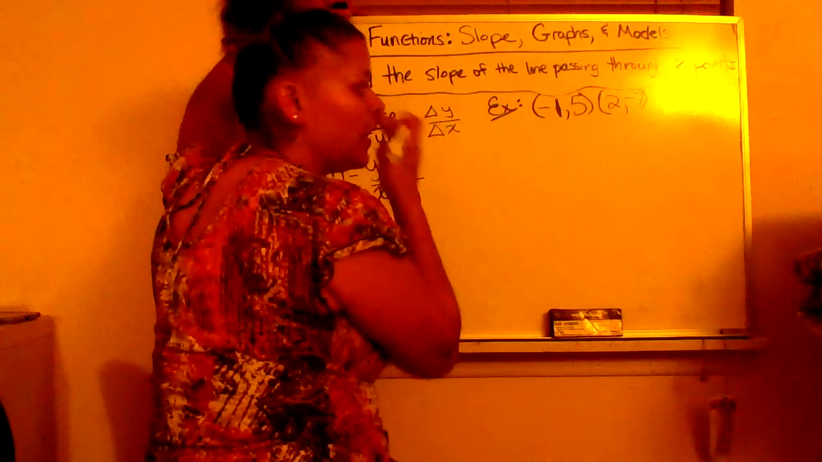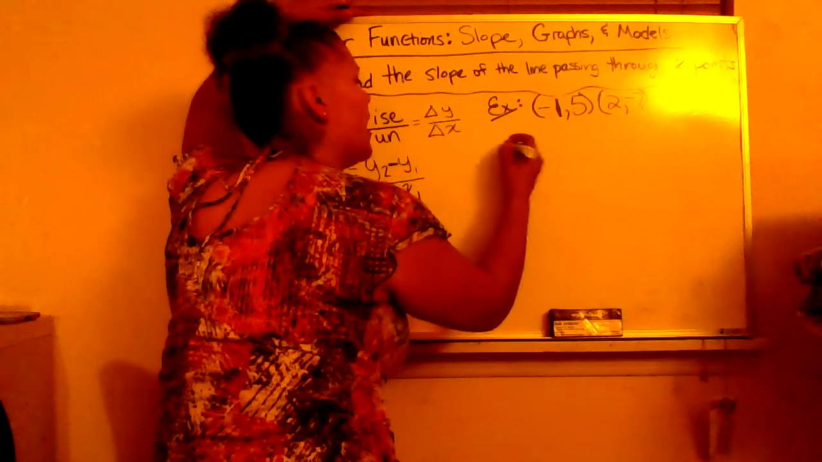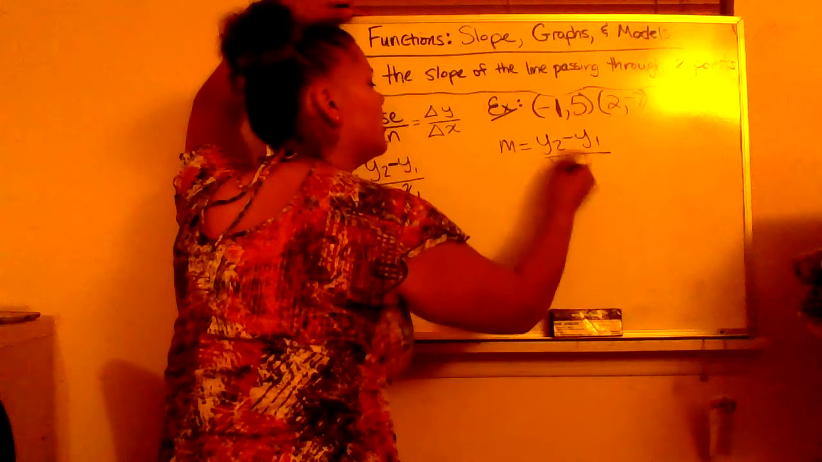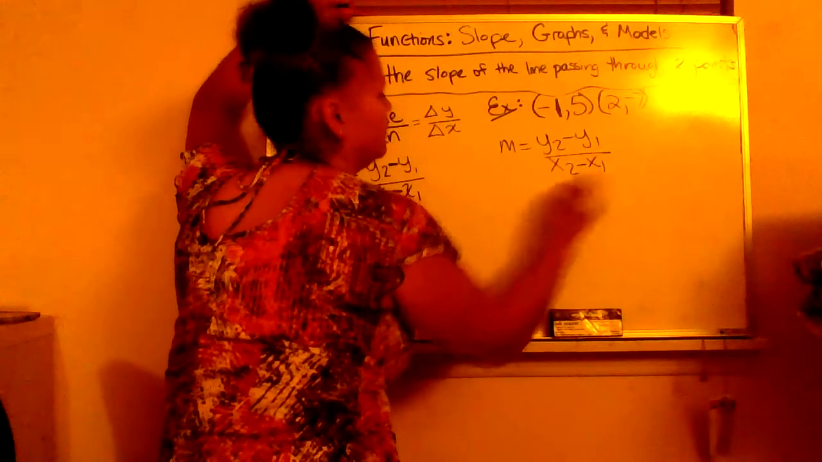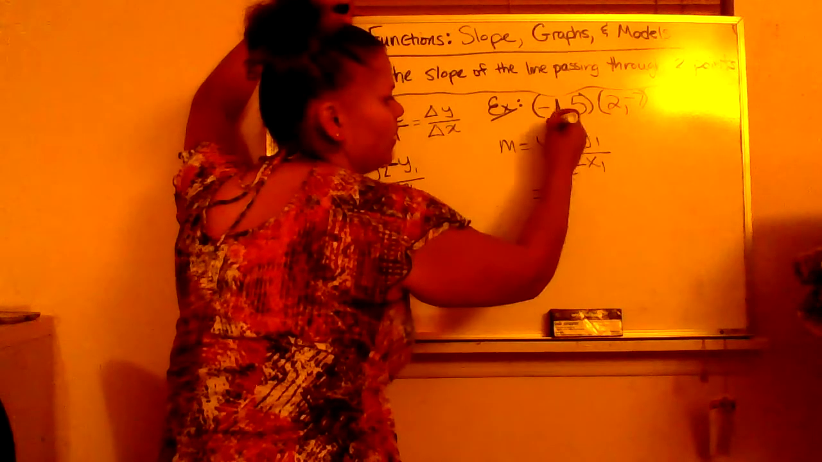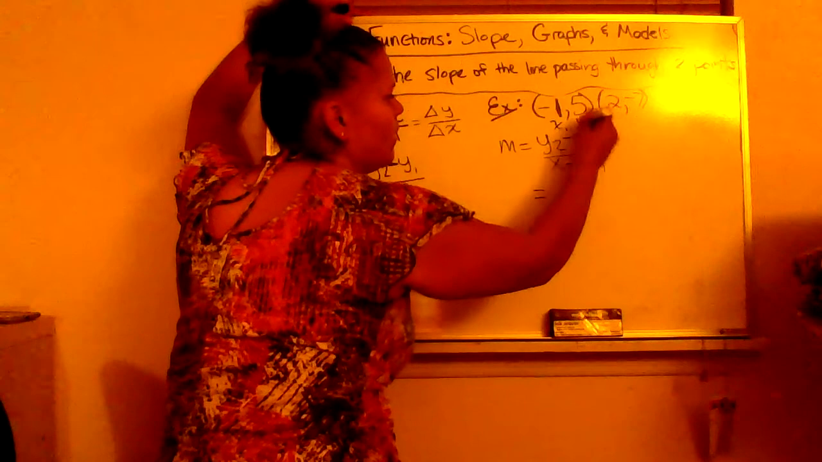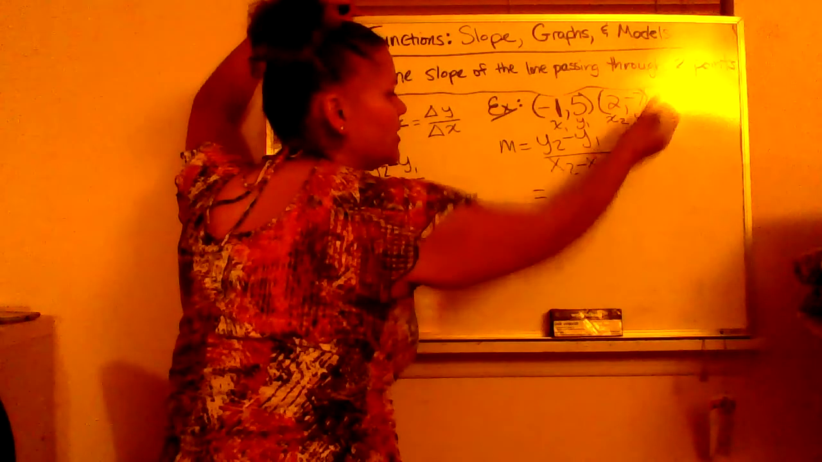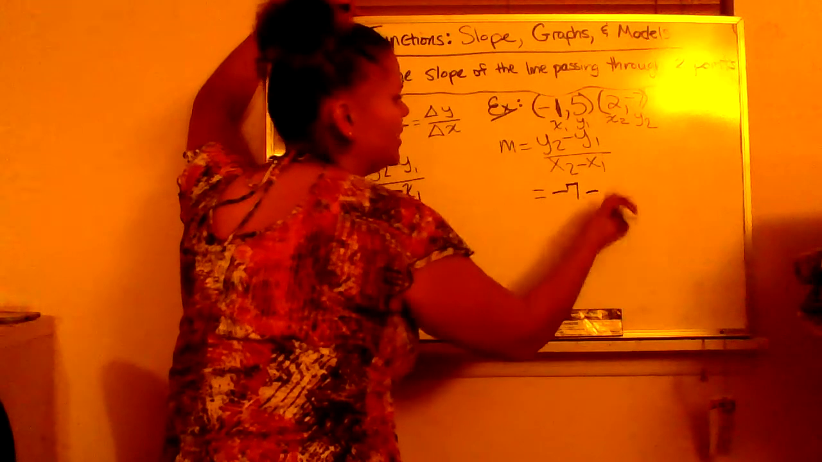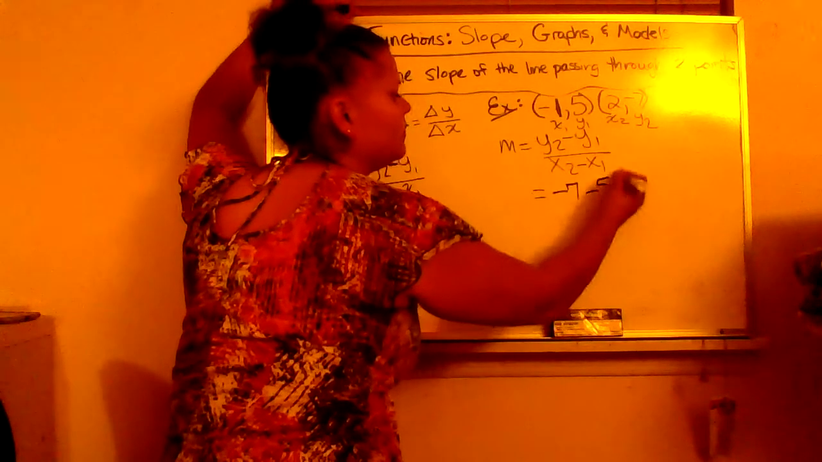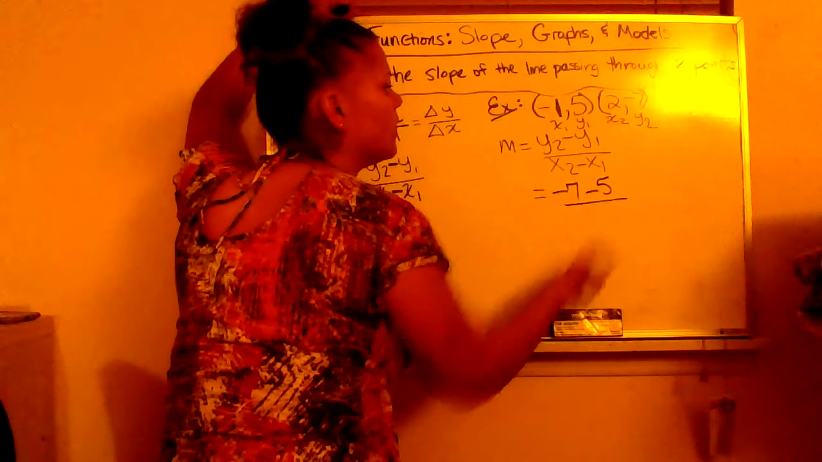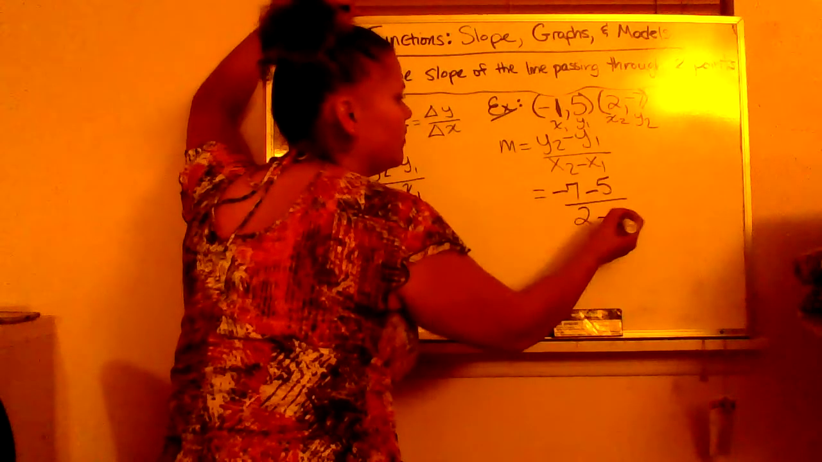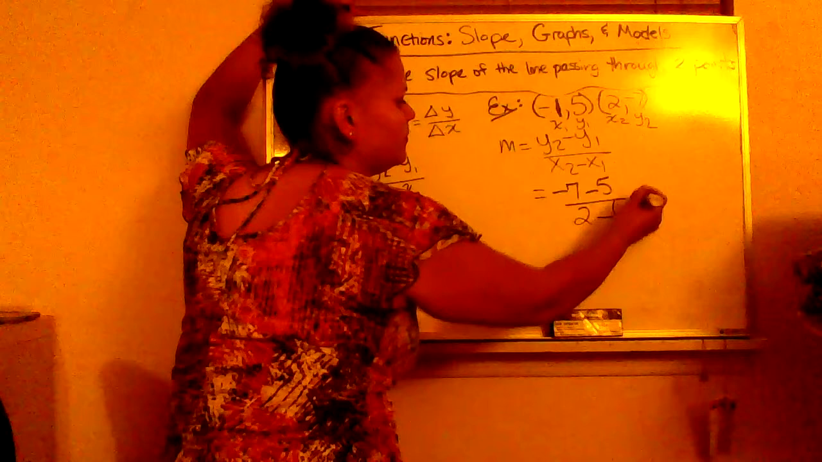So now that we have some negatives working in there, let's take that and apply it in our formula, y2 minus y1 over x2 minus x1. Remember, I'm going to label these x1, y1, x2, y2. So y2 minus y1, that's negative 7 minus 5, divided by my x2, which is 2, minus, and then my x1 is negative, so minus negative 1.